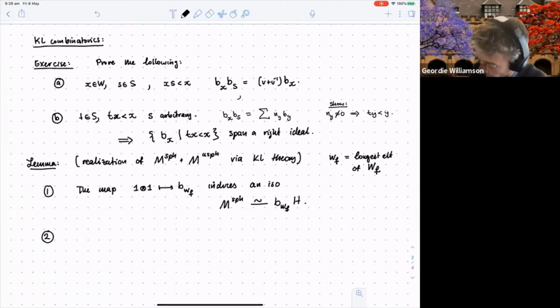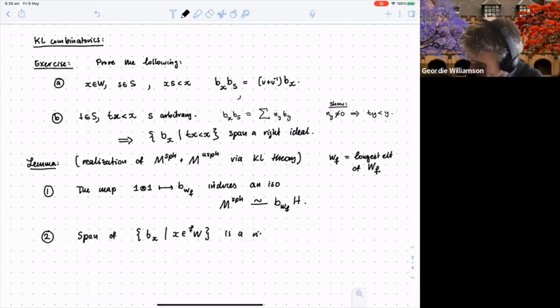The second statement, so that's how we realize the spherical module. The anti-spherical module is realized in the following way. The span of those Kazhdan–Lusztig elements which are not minimal in the left coset. So you can think about these as those alcoves which are not dominant, is a right ideal.